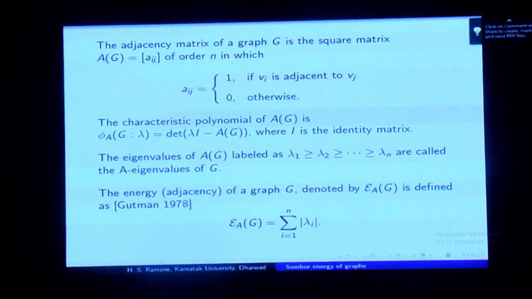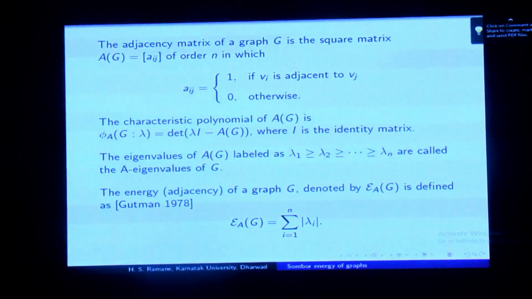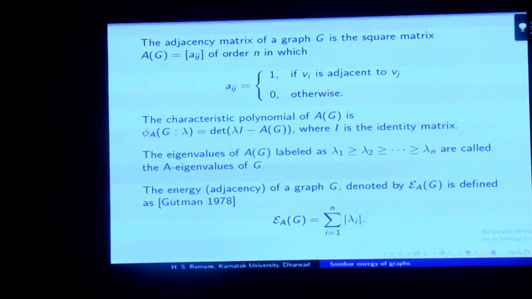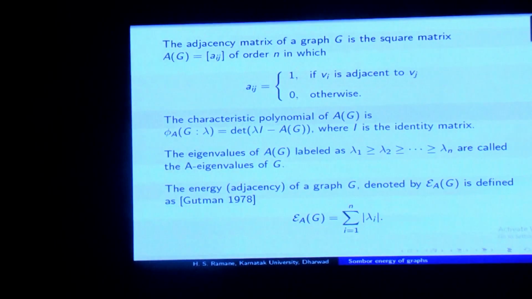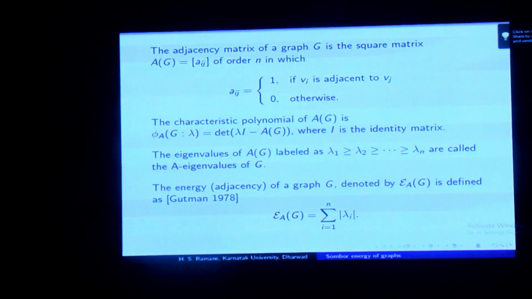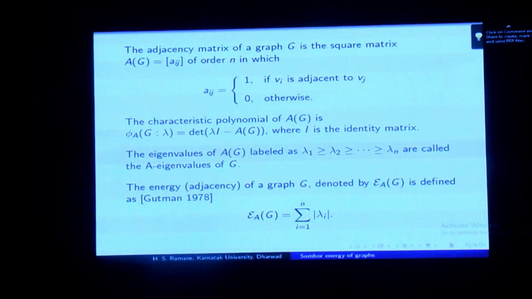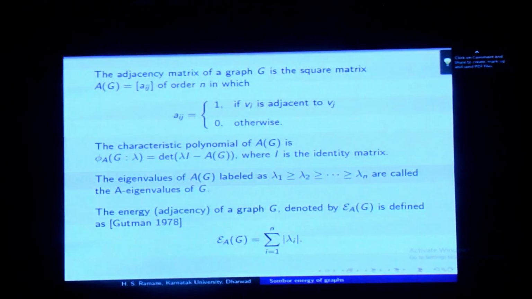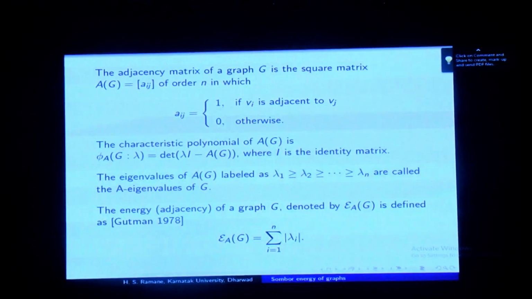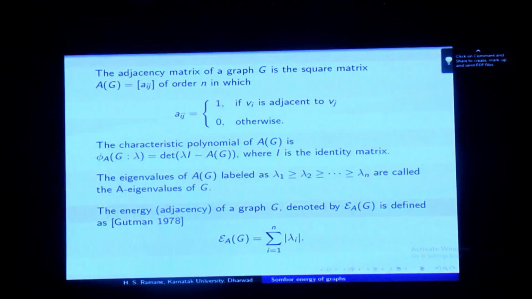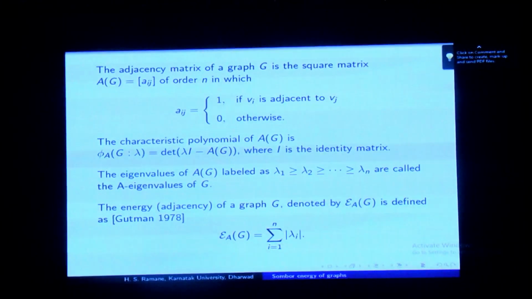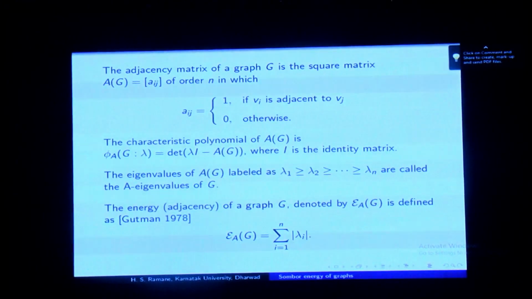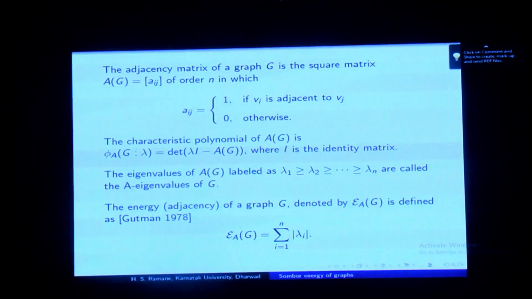As you know, the characteristic polynomial of a graph is the characteristic polynomial of this matrix. It is denoted by phi_G(lambda), that is the determinant of lambda I minus A(G), where I is the identity matrix of order n. The eigenvalues of this matrix, usually denoted lambda 1, lambda 2, ..., lambda n, are called the eigenvalues of the graph G, and their collection is called the spectrum of G. The energy of a graph G is defined as the sum of the absolute values of the eigenvalues of the graph.